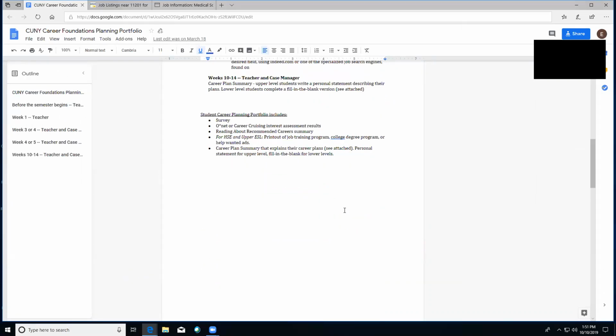So what I recommend is that a portfolio could include the survey you use at the beginning, the Job Zone document, the Job Zone confirmation page. So you can show, yes, this student did register in Job Zone. The self-assessment, which could be on O*NET or it could be on Career Cruising, and that's where the student has answered a bunch of questions about their interests, and then the results are returned.